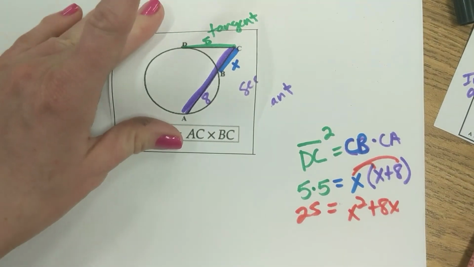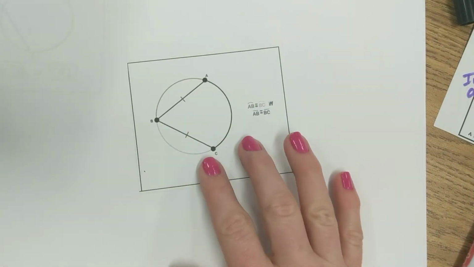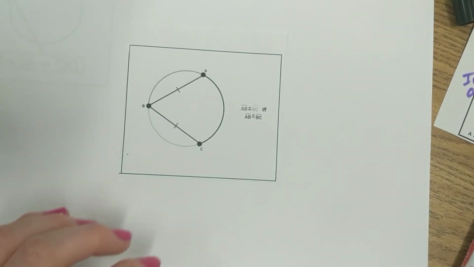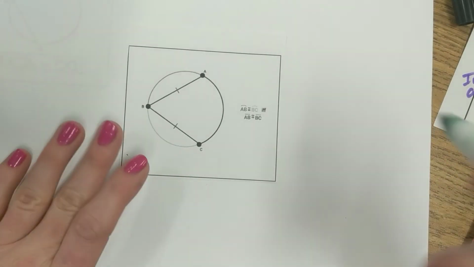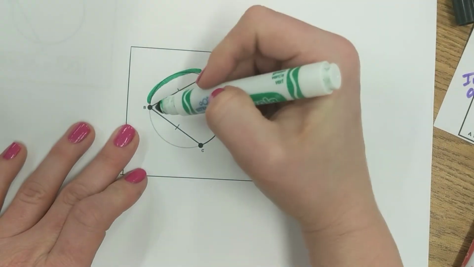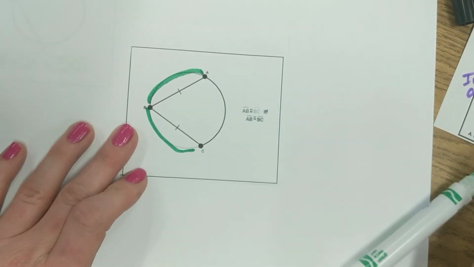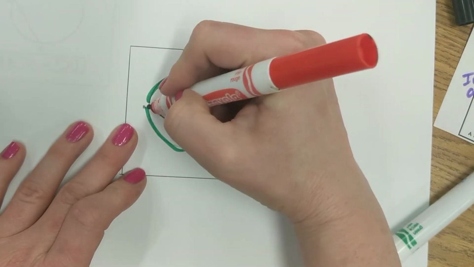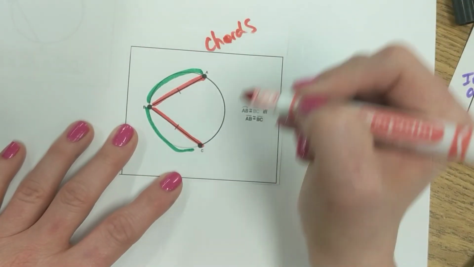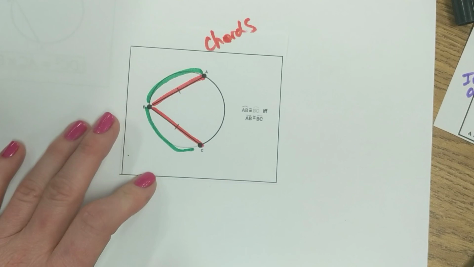All right, last but not least. We already talked about this. This is an easy one. I kind of combined it with another one. This is saying that arc AB equals arc BC if and only if these two chords are equal. These red ones are called chords. And so if the chords are equal, then the arcs are equal. That one was already covered.